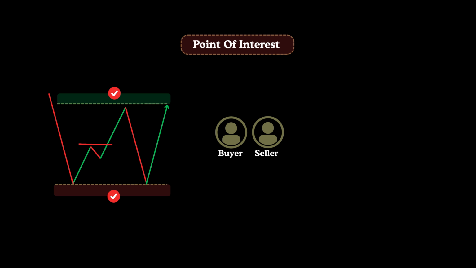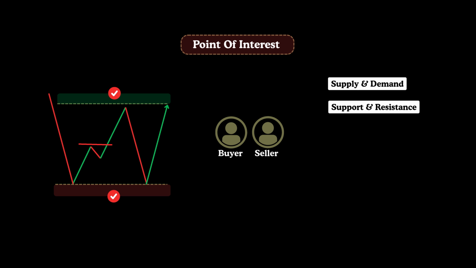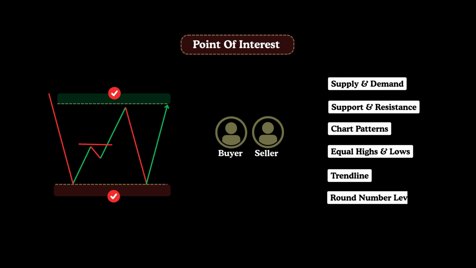Examples include supply and demand zones, support and resistance areas, chart patterns, equal highs and lows, trend lines, and round number levels, basically any region where a large number of participants are actively trading.